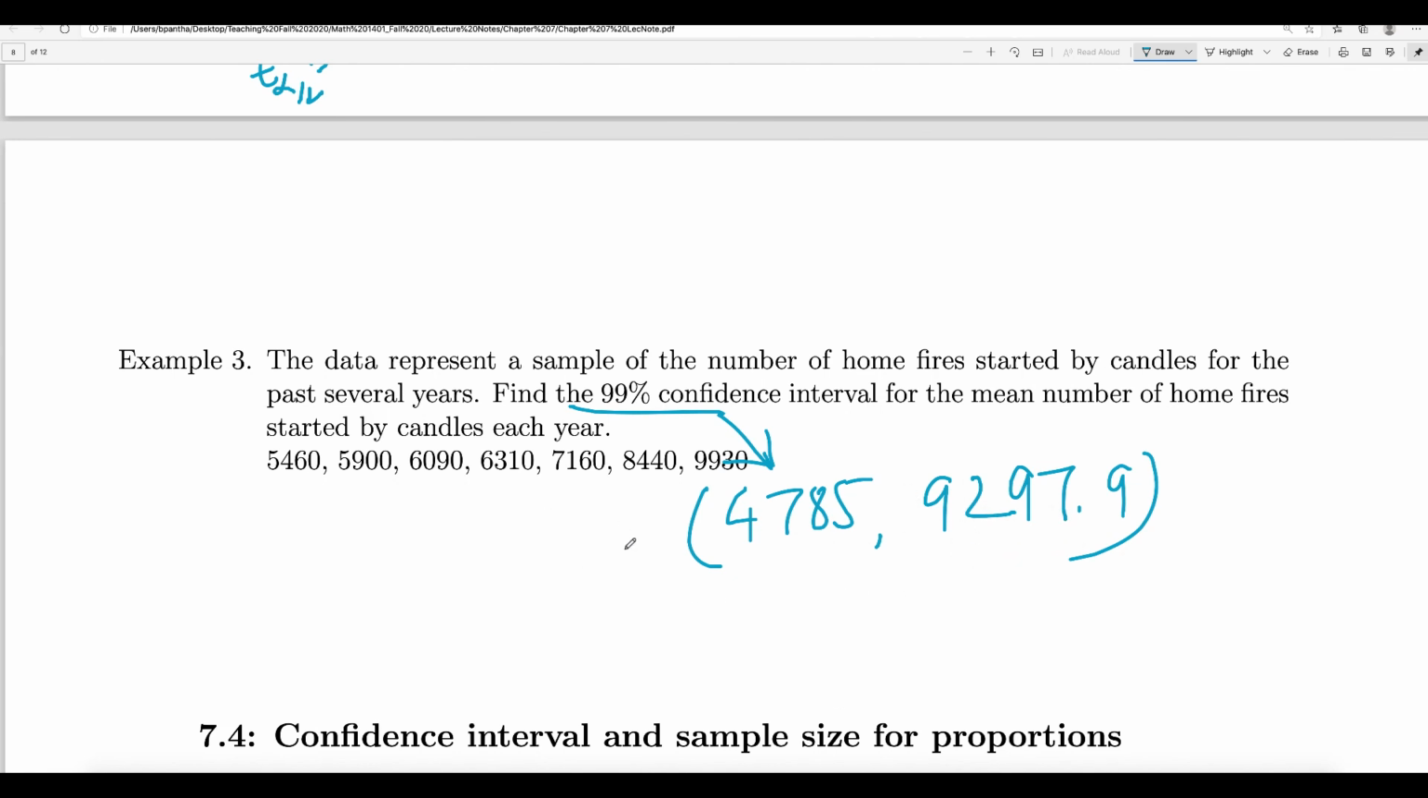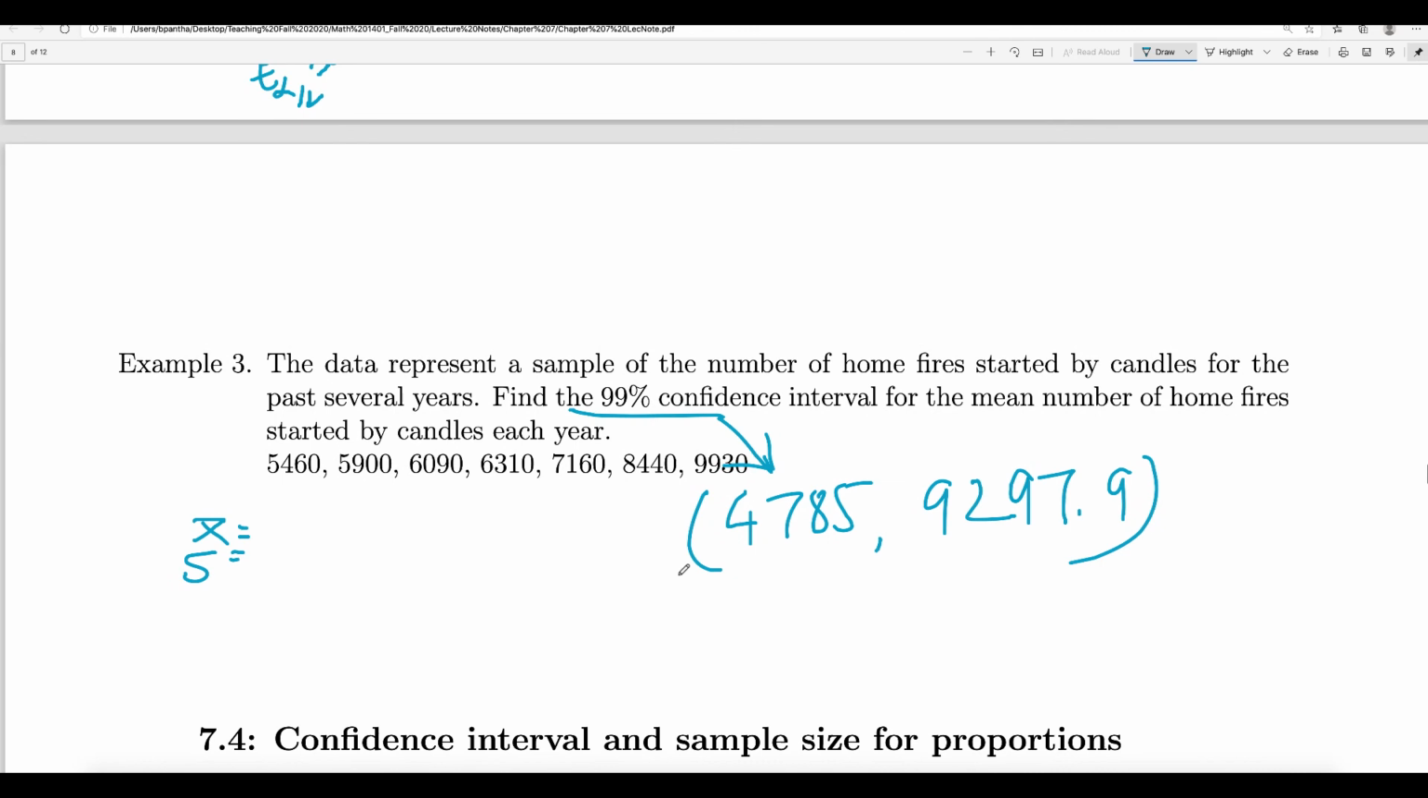Okay, so you can also do this by hand. To do this by hand, you need to find x bar and s from the data, and then use the same formula again. We'll use that. Okay, guys, thank you. That's all for section 7.3.